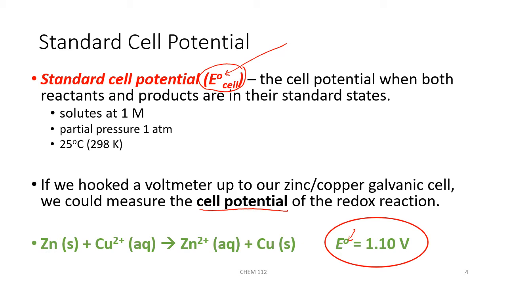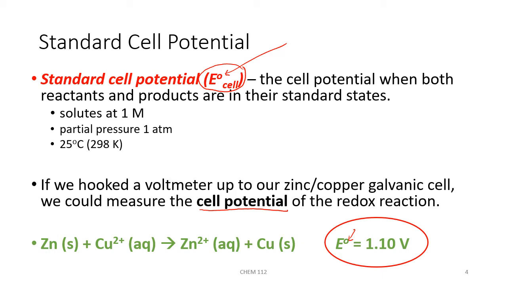That is the value there that the voltmeter would read back to us if we hooked it up to the electrodes. And notice that it's a positive 1.10 volts. So that tells us this is a spontaneous reaction as written. This reaction will occur all on its own.